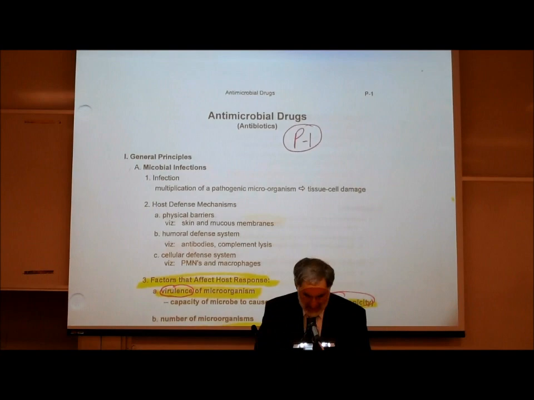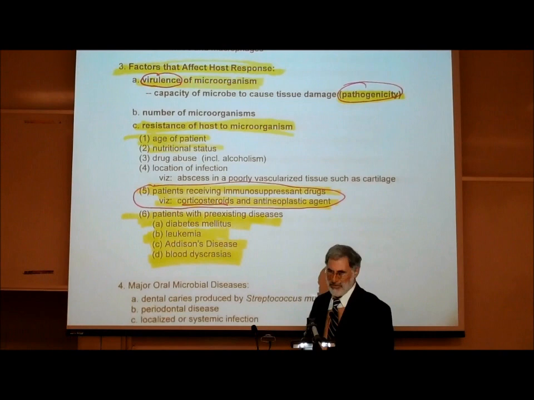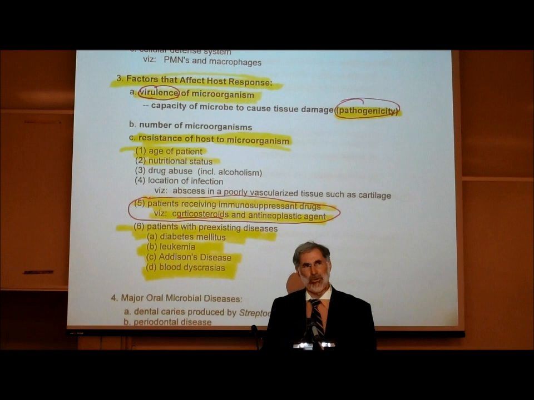On Wednesday, we basically addressed the question of what is virulence or pathogenicity. I'll just briefly mention it, as there were some people who weren't here. I use the terms interchangeably. It's just the capacity of a microorganism to injure the body, the tissues of the body.